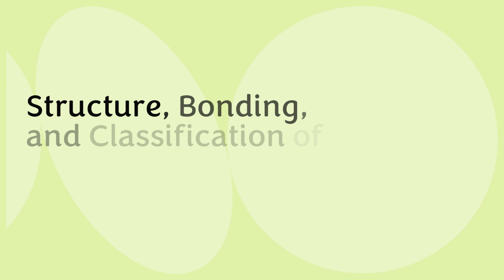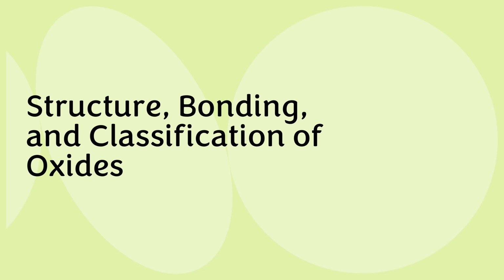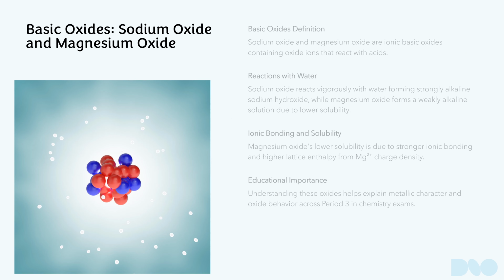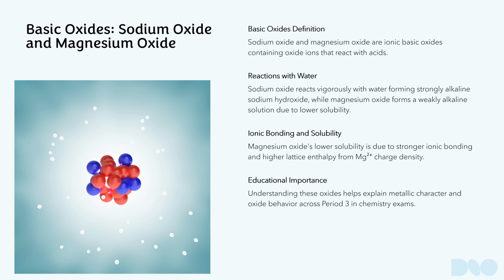Basic oxides, sodium oxide and magnesium oxide, amphoteric behavior of aluminium oxide, acidic oxides of silicon, phosphorus, sulfur, and chlorine. Sodium oxide and magnesium oxide are examples of basic oxides found on the left-hand side of period 3. Both are ionic compounds containing oxide ions, O²⁻, which readily react with acids. Sodium oxide reacts vigorously with water to form sodium hydroxide, producing a strongly alkaline solution. Magnesium oxide is also basic but is less soluble in water, so it forms a weakly alkaline solution.